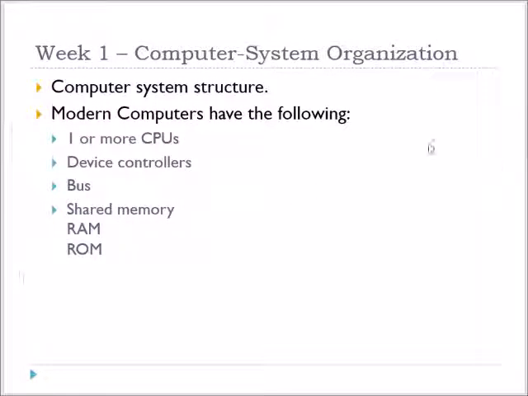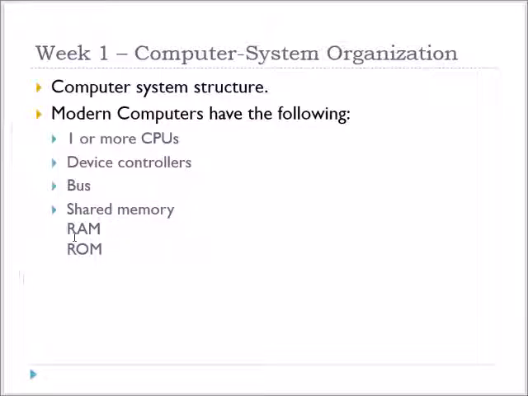So we'll look at computer system structure. Most modern computers have the following: one or more CPUs. When you hear of a core, that's a CPU. Device controllers. We've talked about the controllers for the devices. There's the bus. That's the channel that controls all the traffic between the different devices and the input and output devices, as well as RAM, as well as the CPU. And then there's shared memory, which consists of RAM and ROM.